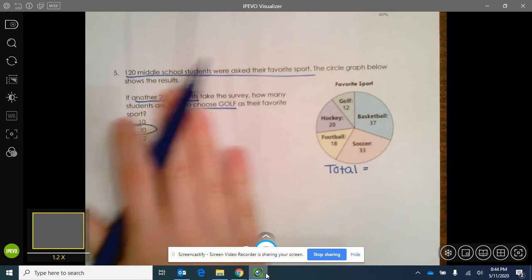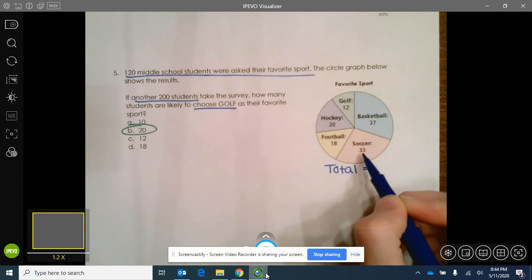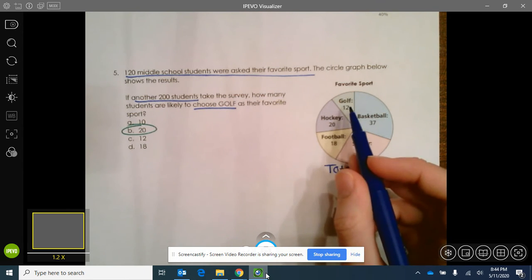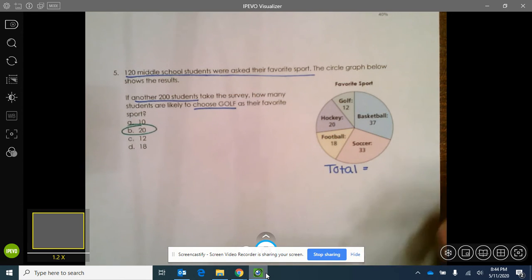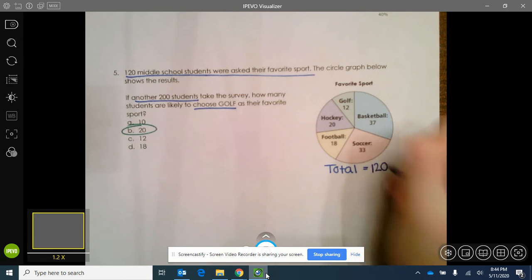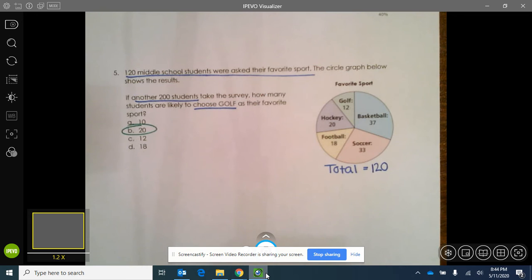Now, if you didn't catch that when you were reading, if you add up these numbers from the circle graph, so 33, 18, 20, 12, 37, if you add all those together, you will get a total of 120. So that's always what you want to do first. You need to figure out what's the total for the circle graph. Now it says if another 200 students take the survey, how many are likely to choose golf? So we're looking at the golf section of the circle graph.